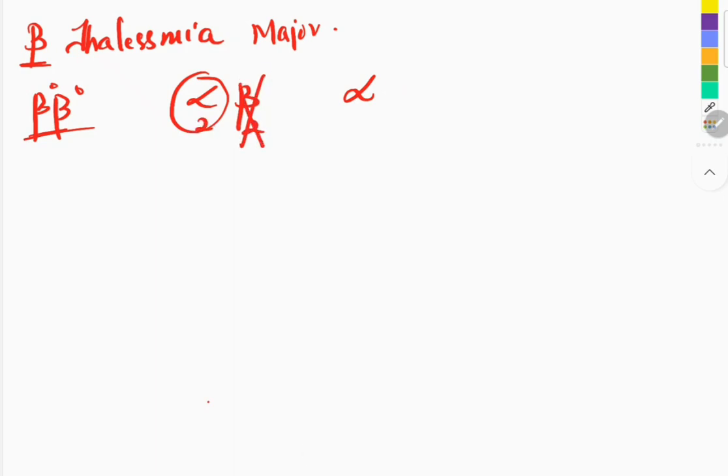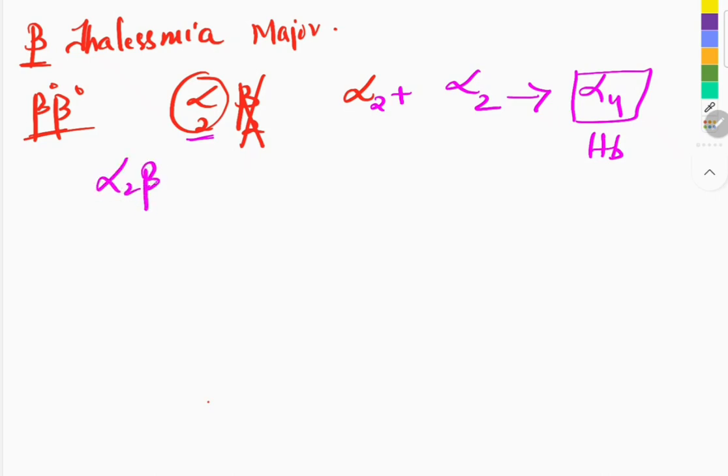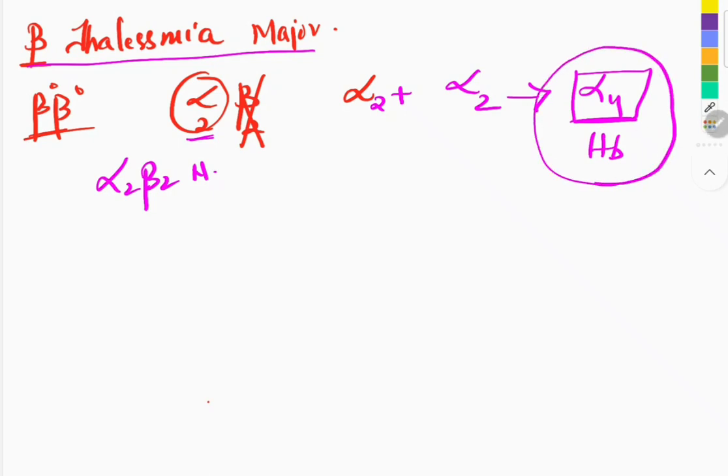Now in such people there are no beta chains at all, so the alpha chains combine with other two alpha chains and form alpha 4 tetramers. It was supposed to be alpha 2 beta 2, which is normal in all of us, but in thalassemia major this kind of hemoglobin, alpha 4 tetramers, is formed. These alpha 4 tetramers are very defective, so such Hb cannot survive in our body.